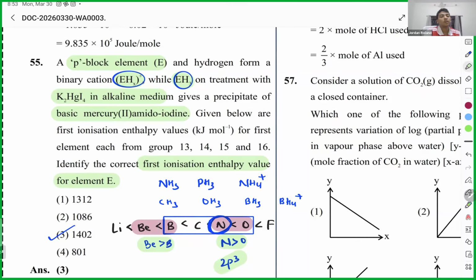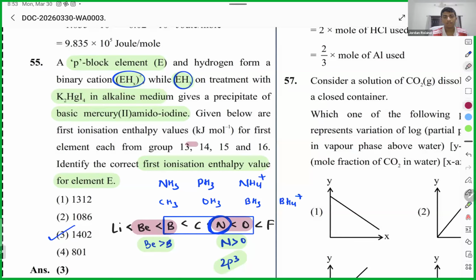But here they've asked, they've given us each group, identify the correct first ionization enthalpy value for element E. How do you know that element E belongs to group 15? Because nitrogen has the maximum value and belongs to group 15. But can we form NH3? We don't know where it belongs. If you try to relate it, you can think of NH3 and then you can get it, but otherwise, how will you relate it? Based on the ionization enthalpy, only four groups are given.